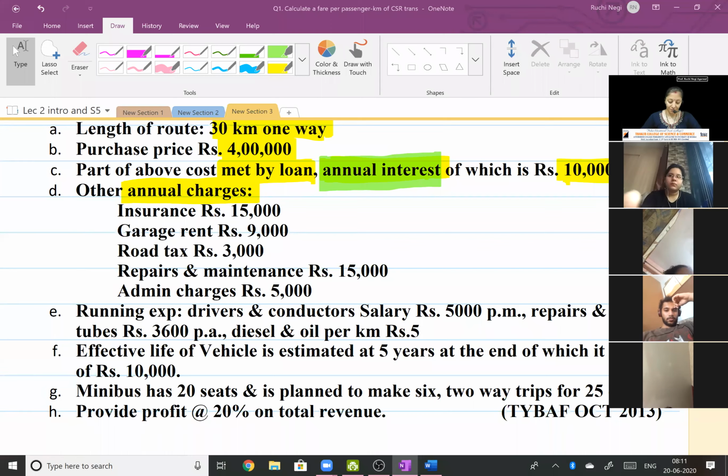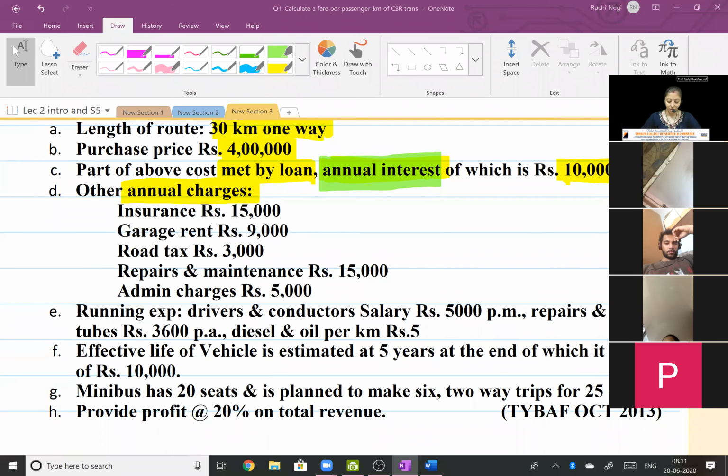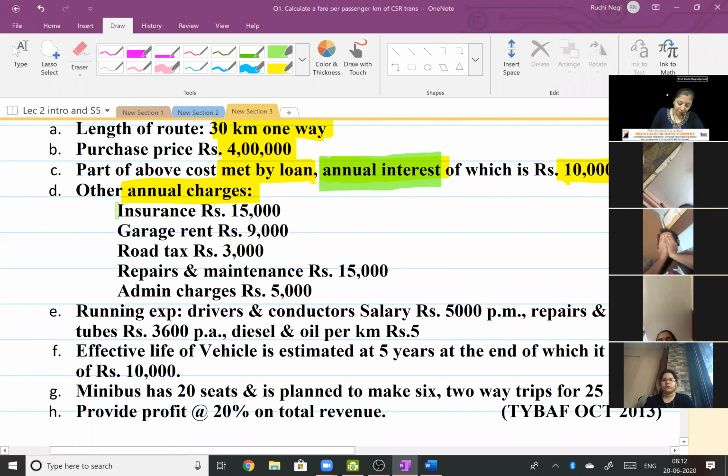Same again, I don't want answers from the same students. Others should also answer. Yes, very good. It's a fixed cost. So I'm highlighting all fixed cost in green.